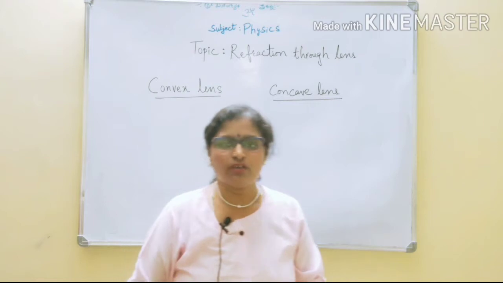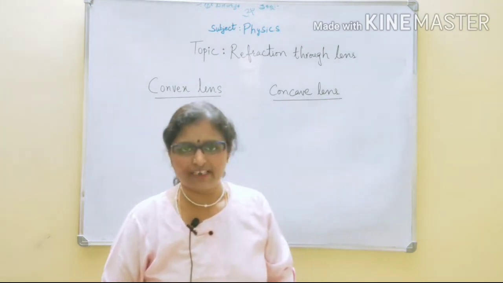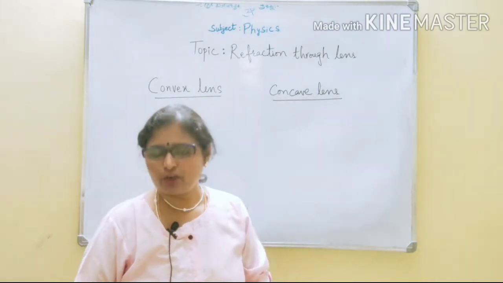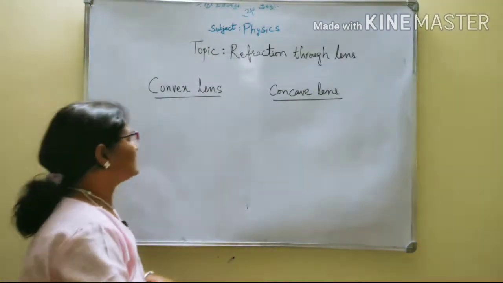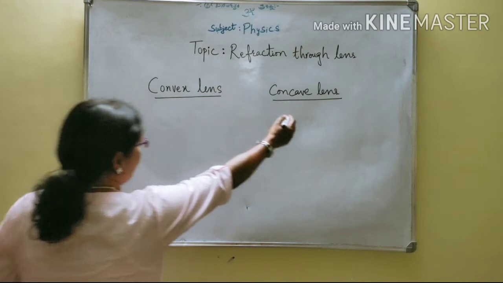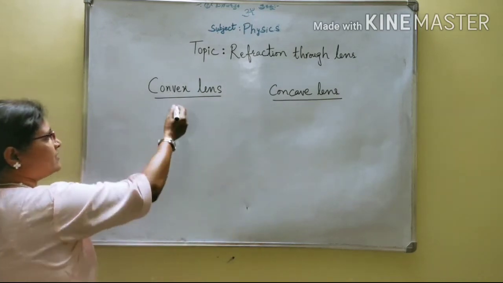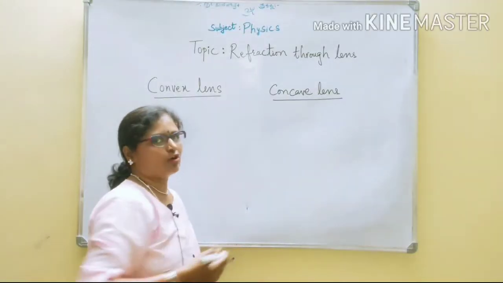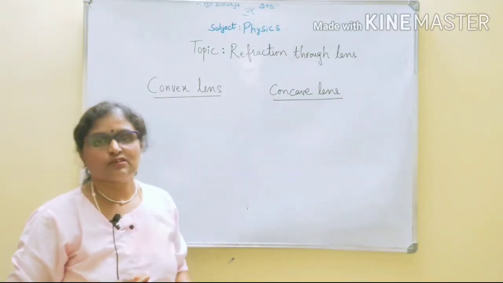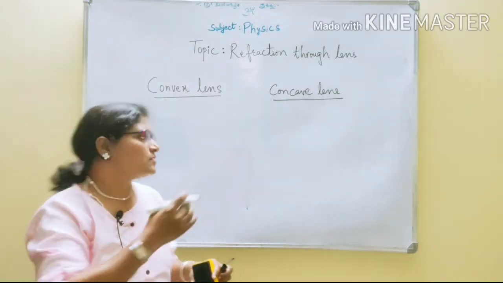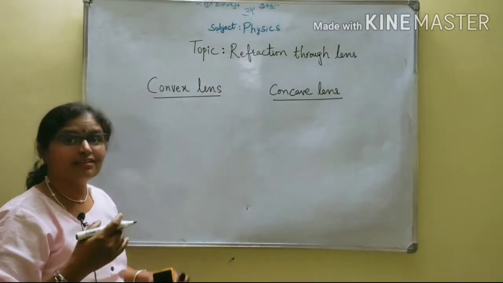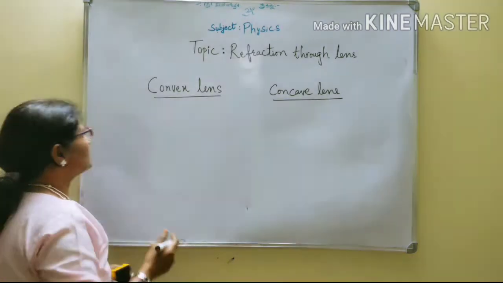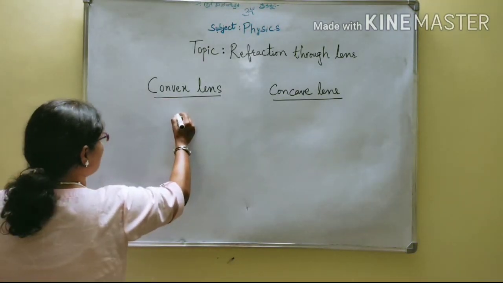In this video, let us study about the refraction of light through different types of lenses. Basically, we are going to study about two types of lenses, the convex lens and concave lens. So convex lens is also called a converging lens and concave lens is also called a diverging lens. So let us understand why this convex lens is called a converging lens and concave lens is called a diverging lens.